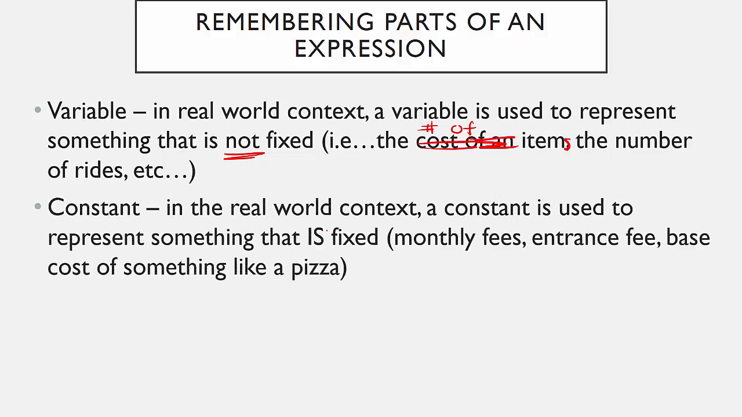Constant, again, in real-world context, is used to represent something that is fixed. So, for example, your monthly fees for a bill, entrance fee to get into a carnival, base cost of something like a pizza, like if you got a cheese pizza, again, going to the toppings thing, where you pay an additional amount per topping. The per topping part would be your variable. The base cost would be like the price of just a cheese pizza.